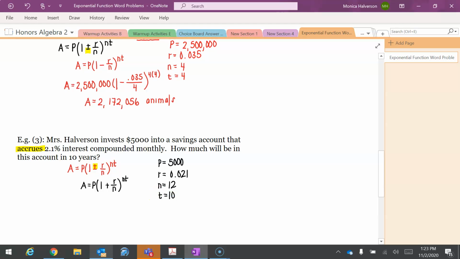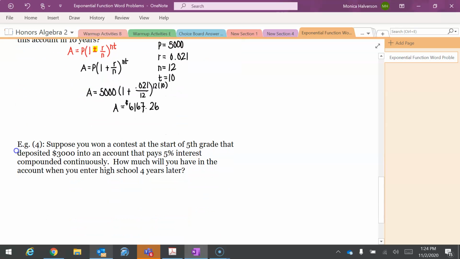And I want to know how much money is in there in 10 years. So then I'm going to plug all this in to my equation. And then I'm going to plug that into my calculator, and after 10 years, this account is going to have $6,167.26.